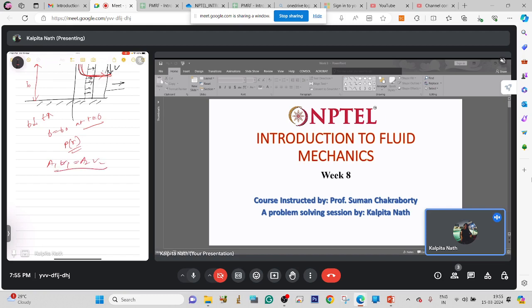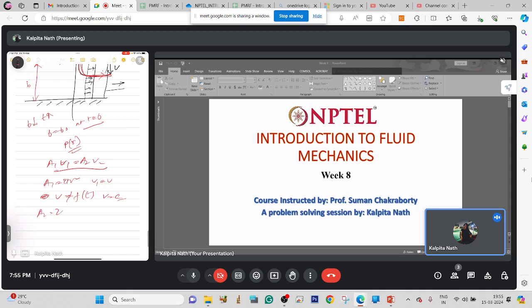Now consider a local radius R. So A1 is equal to pi R square. V1 is equal to V. V is not a function of t, and V is equal to constant. It is the rate at which the plate comes down.